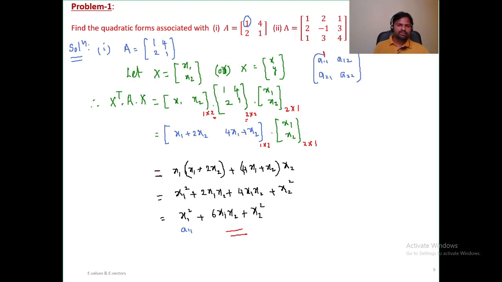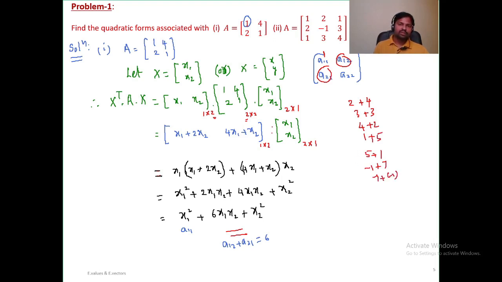Next, x1, x2 means A12 plus A21. And this value, how much? 6. So the sum of these two is 6. That means it can be 2 plus 4, or 3 plus 3, or 4 plus 2, or 1 plus 5, or 5 plus 1, or minus 1 plus 7, or 7 plus minus 1. So many ways we can write.